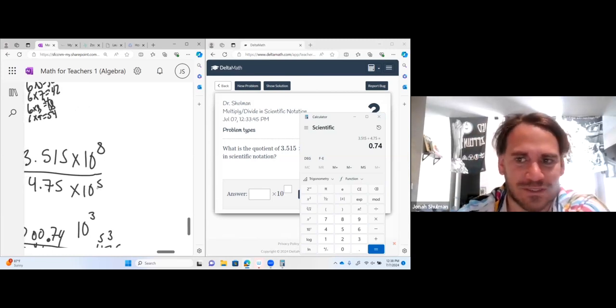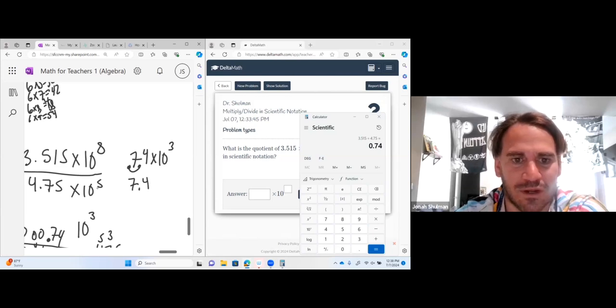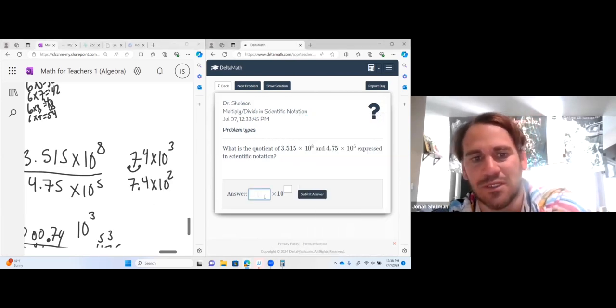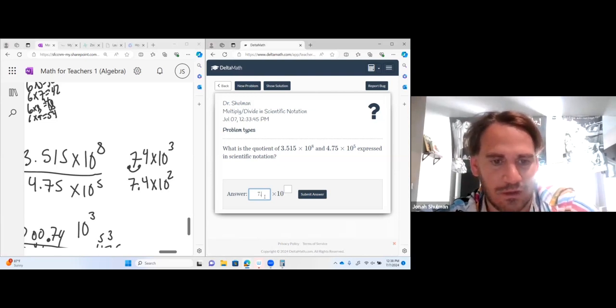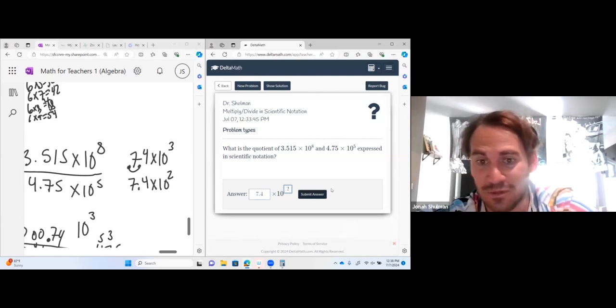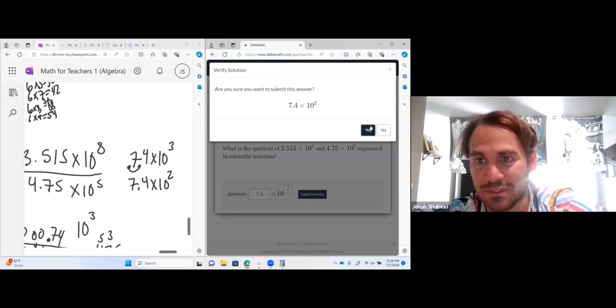Maybe I should be less messy. So we got 0.74 times 10 to the third, but we want to move it over one place. So it's 7.4 times 10, one smaller, times 10 squared. That should be your answer. I would practice these. You could see I tripped up a little bit. We all make mistakes.